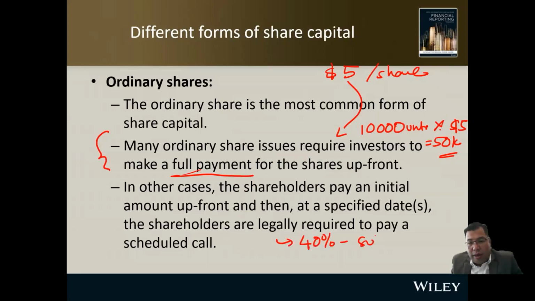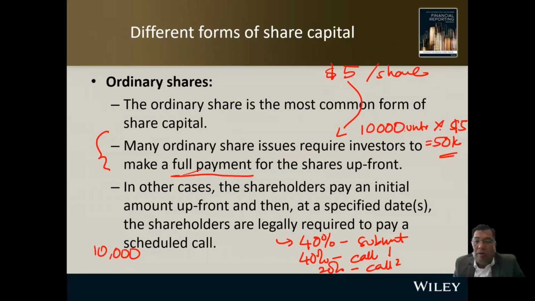But in other cases, maybe they ask you to pay 40% when you submit your application, another 40% at call number one, and 20% at call number two. So you have to make three payments. If you want to buy 10,000 units at a price of $5, it is 10,000 times $5 multiplied by 40%. This will be the first one. That is 50 times 4, yeah, that will be $16,000.